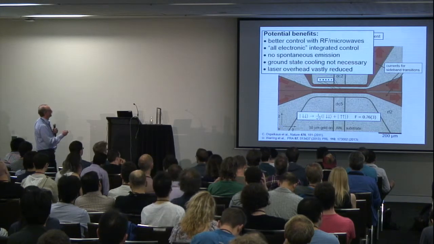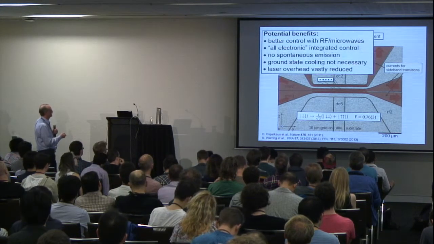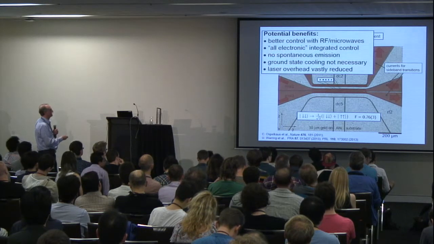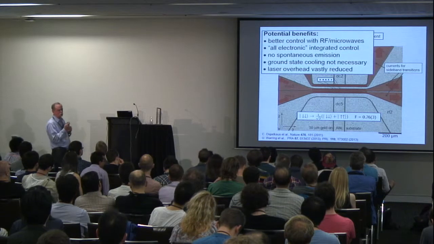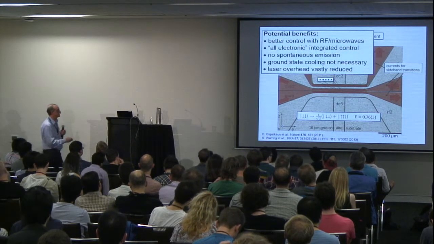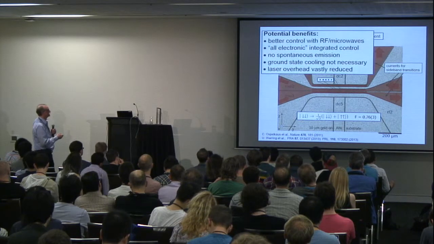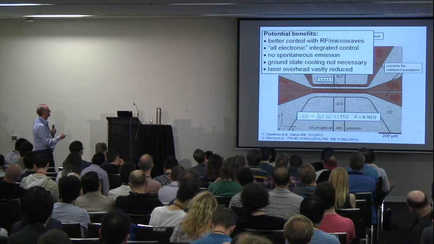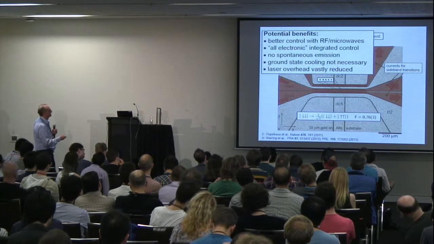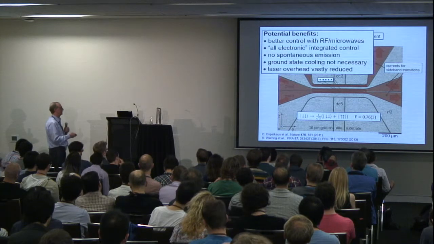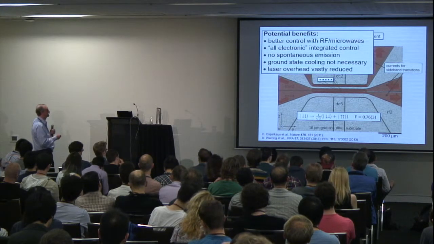Some of the nice advantages are that we don't have any spontaneous emission. We can use qubit states in the electronic ground states, typically hyperfine states, to invoke these transitions. So we get rid of spontaneous emission, which also gives gate errors. We don't have to do very good cooling anymore. Doppler cooling is plenty good enough. We don't have to do this ground state cooling.